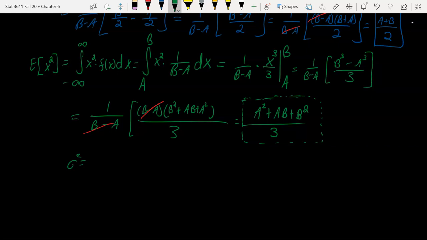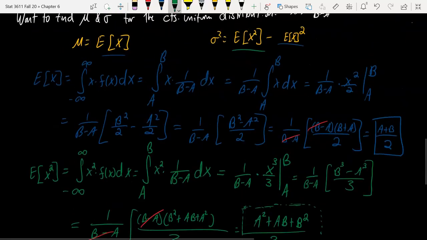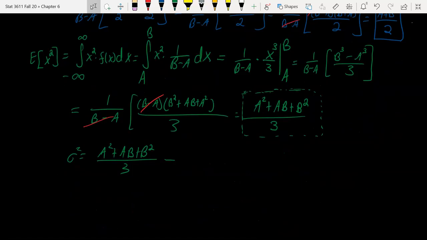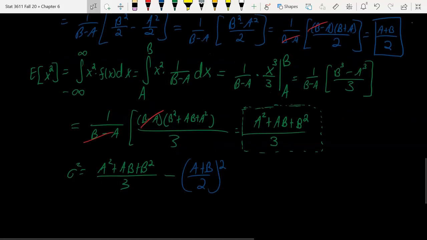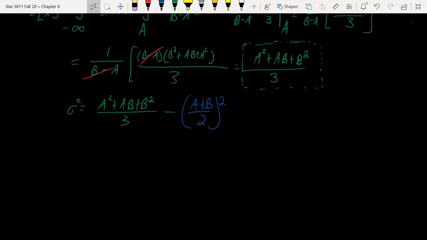It's the expected value of x squared, so it's going to be a squared plus ab plus b squared over 3 minus the expected value squared. So it's going to be minus a plus b over 2, quantity squared. Right? Pulling down the expected value there and then squaring it.